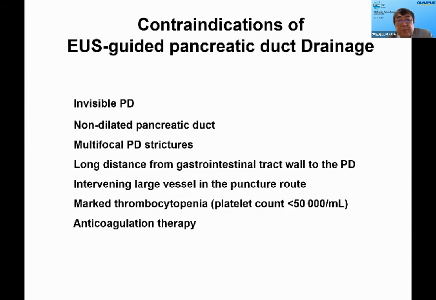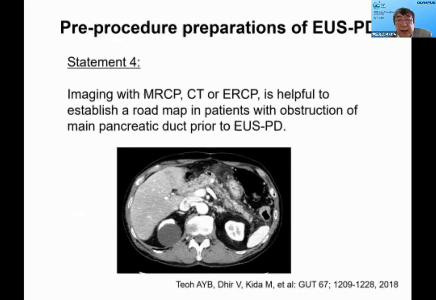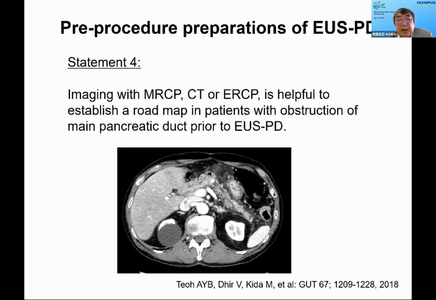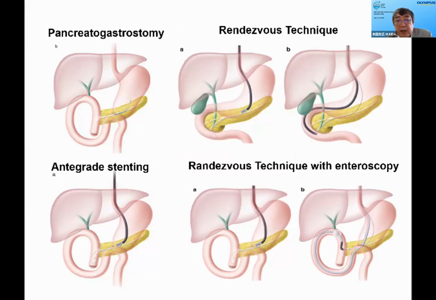So the pre-procedure preparation of the EUS-PD is imaging with MRI, CT. ERCP is helpful to establish the roadmap in the patient with the obstruction of the main pancreatic duct prior to the EUS-PD, like this. There are several techniques, such as pancreatogastrostomy, and also the antegrade stenting, and the rendezvous technique with normal anatomy, and also with surgically altered anatomy with enteroscopy, like this.